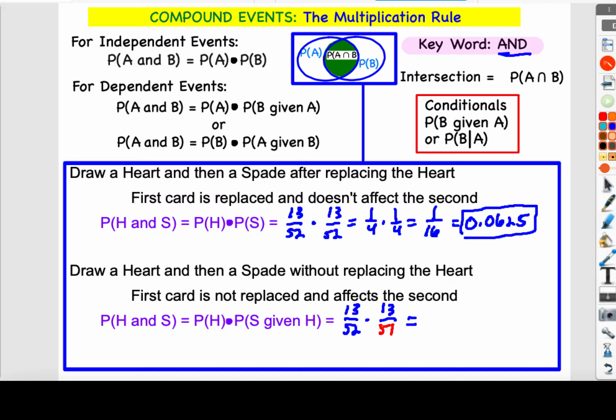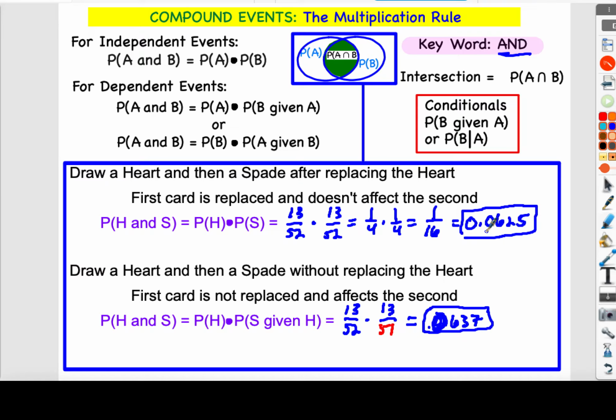If we multiply those two fractions together, you'll notice we get 0.0637, a slightly greater probability, which makes sense. It makes sense because there's another card missing. There's more of a chance of drawing a spade given that there's not another heart getting in the way. We've already removed one of those hearts. So it makes sense this probability came up just a little bit.